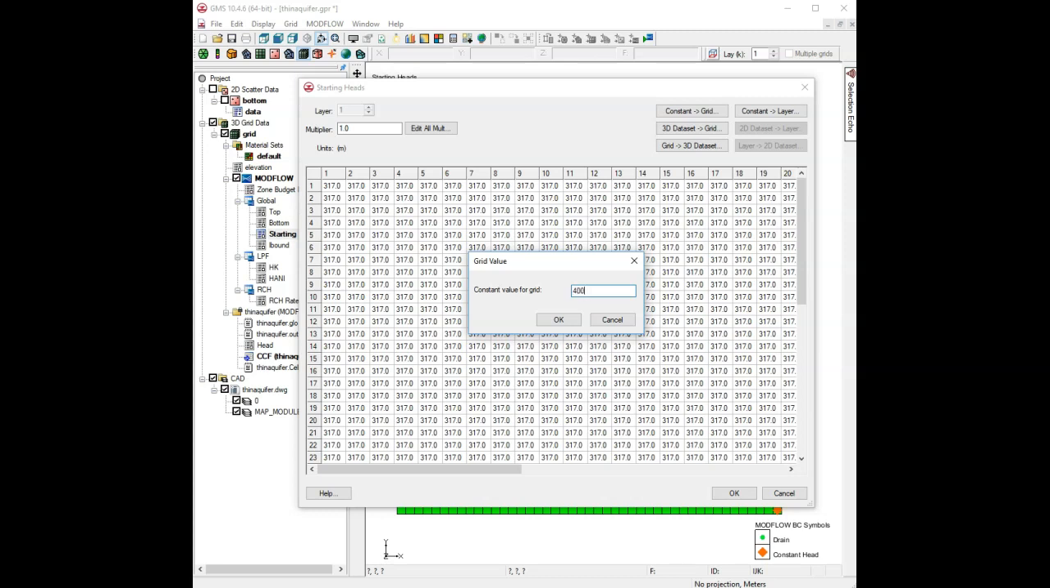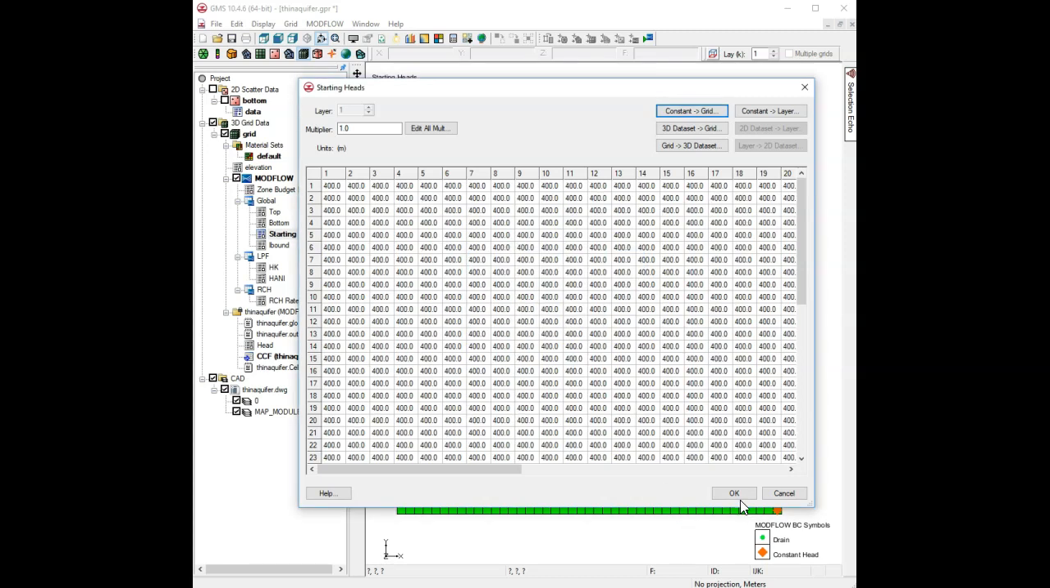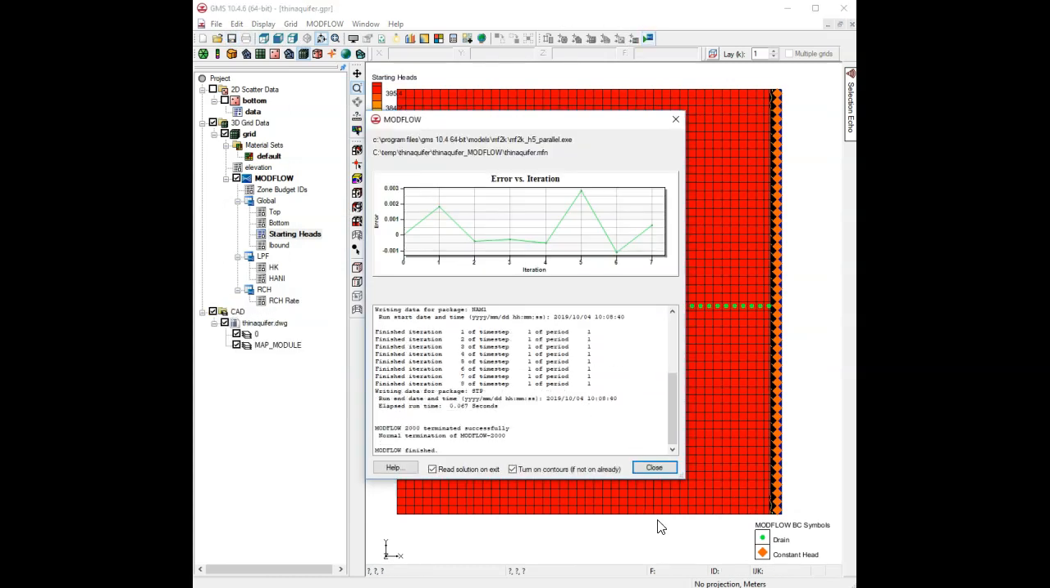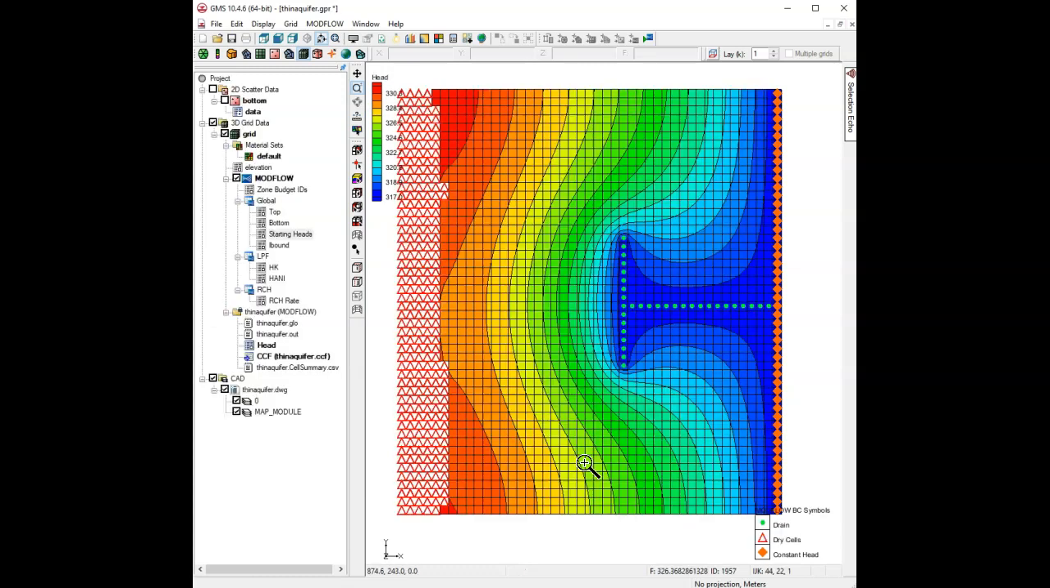Let's try 400, which is the top elevation of our grid. We'll save and run that and see what happens. Now our band of dry cells is much thinner than it used to be. It used to extend out farther, so that fixed some of our problems.